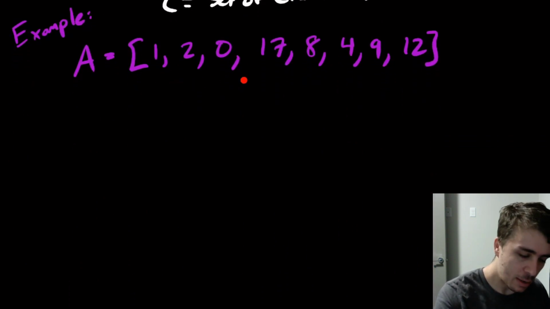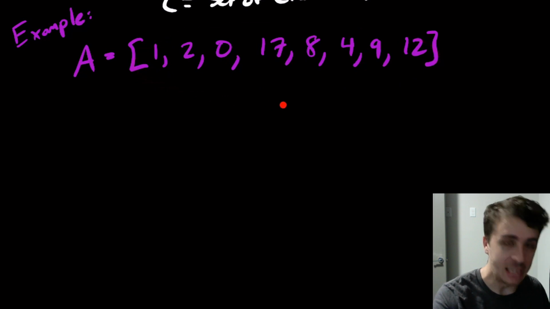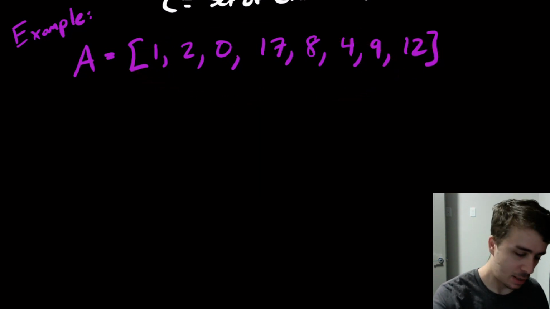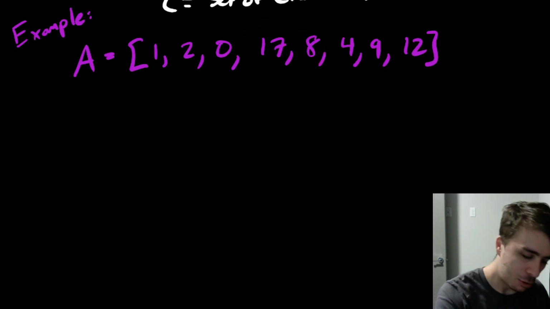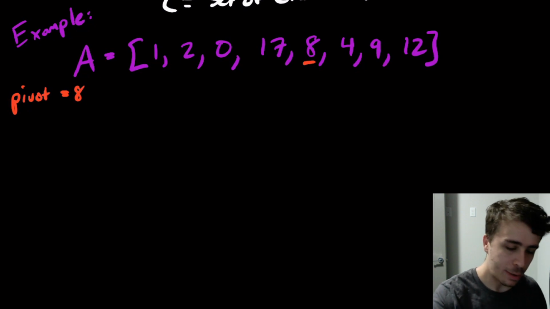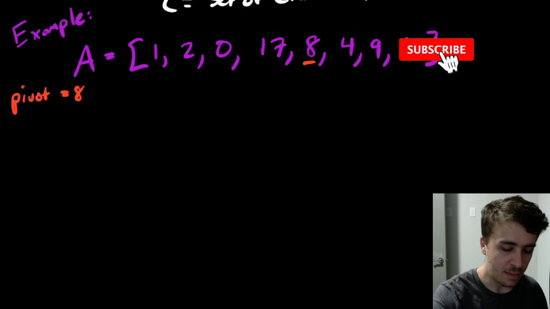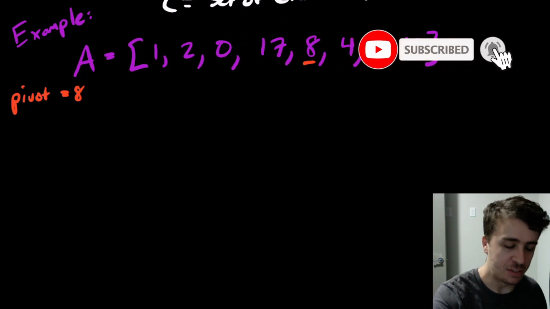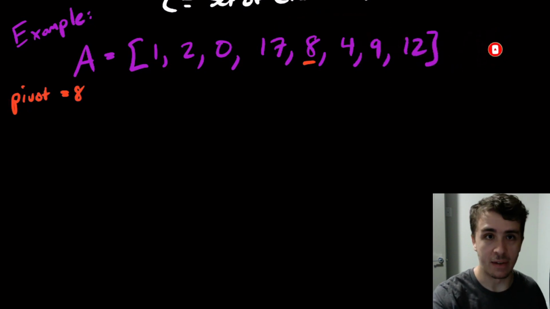So we can clearly see that the array size is at least 2, so we need to do some work. So let's pick, I don't know, let's pick 8. Okay, so my first pivot element is 8. So I'm going to write that down. So pivot is equal to 8. Well, the quicksort algorithm says move all elements that are smaller than this pivot element to the left side of the 8, and all elements that are bigger to the right of 8.